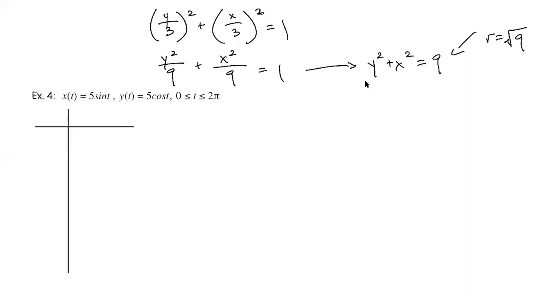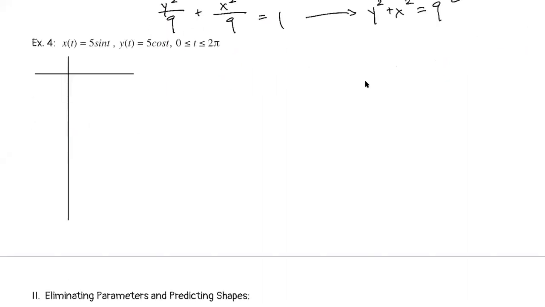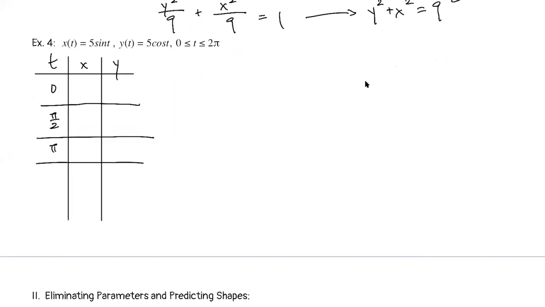Okay, so let's make a quick XY table. So I've got t, I've got x, and y. Good idea to pick the same values that I used before? Probably, because I'm dealing with something that's very similar. So I'm gonna choose 0, pi over 2, pi, 3 pi over 2, and 2 pi, okay?